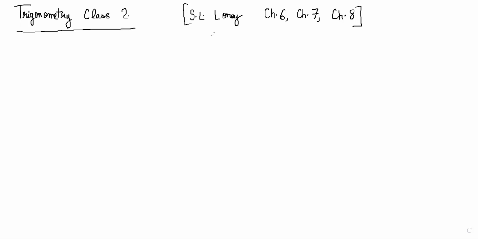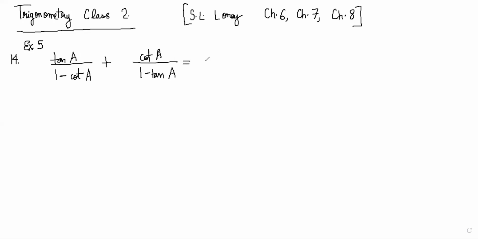So the 14th one from the first exercise. Which exercise? Exercise 5. The 14th one. Okay. So this tan by cot and all, right? Tan A by 1 minus cot A plus cot A by 1 minus tan A. I converted it to sine and cos, but I got some weird answers. You have to prove that this is equal to sec A cosec A plus 1. Okay. Fine. This is something that you have to prove.